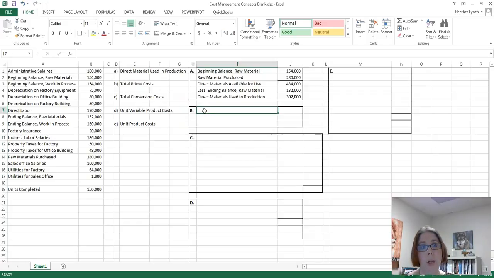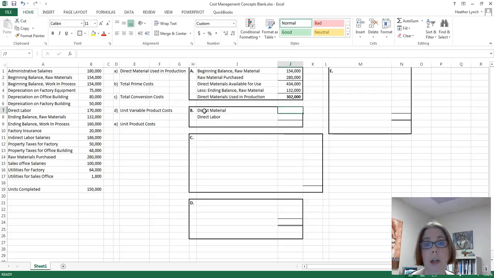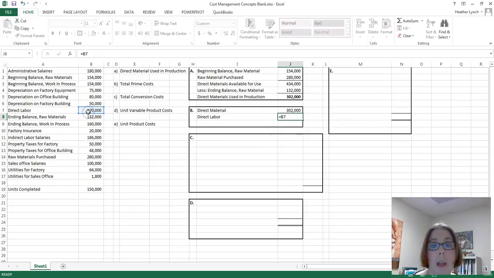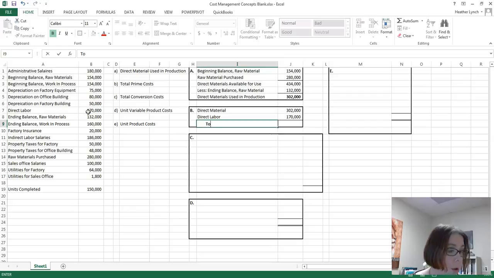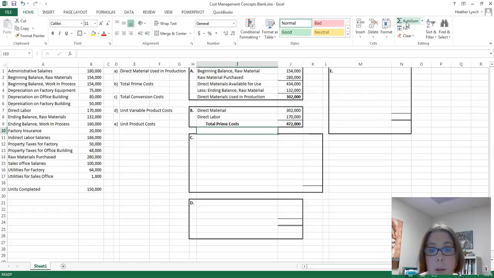So my next thing that I want to do is my prime cost. And for prime cost, your prime cost consists of your direct material and your direct labor. So the direct material, we already figured that out in Part A, our direct materials used in production. So we can bring that down. Our direct labor, that is over here. We didn't have to figure that out. So that gives us $170,000. So my total prime cost, sorry about the typing here, is adding these together, which is $472,000.